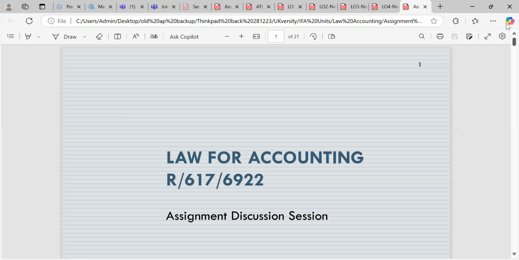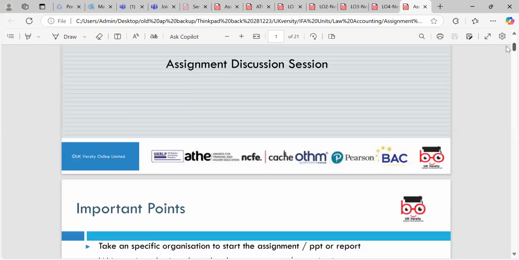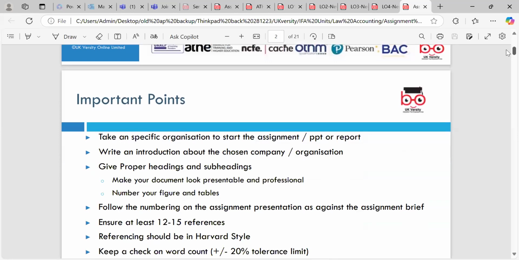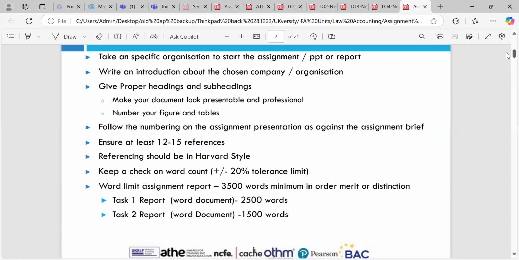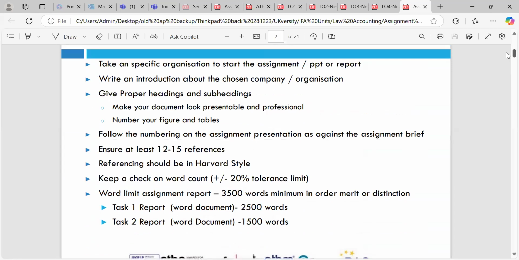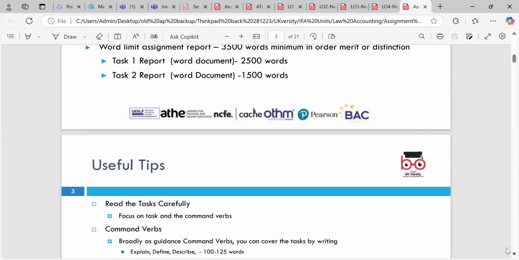Okay, so please, we've been given the assignment brief on our Moodle page. We pick some points, the generic guidance. The word limit for the assignment is 3500 minimum. It can address merit and distinction criteria. Task 1 can be in report form, which is 2500 words, 10% more or 10% less. And task 2 is also a report of 1500 words. Together it is 4,000 words, but 10% more or 10% less is absolutely fine.